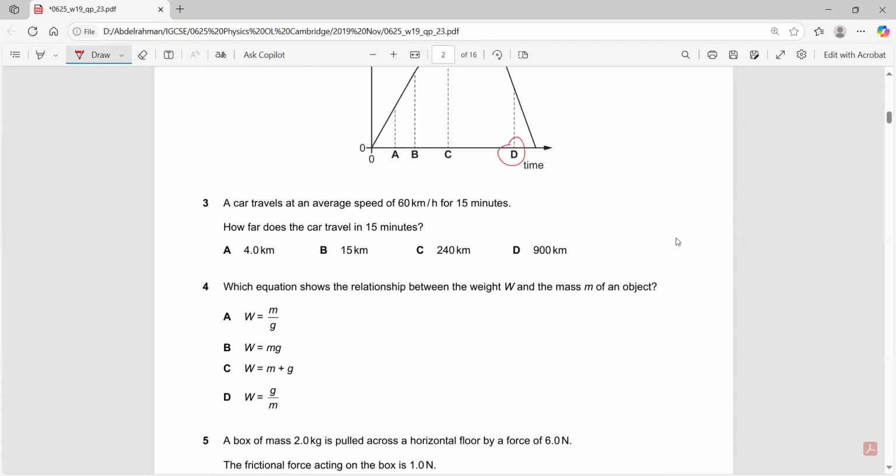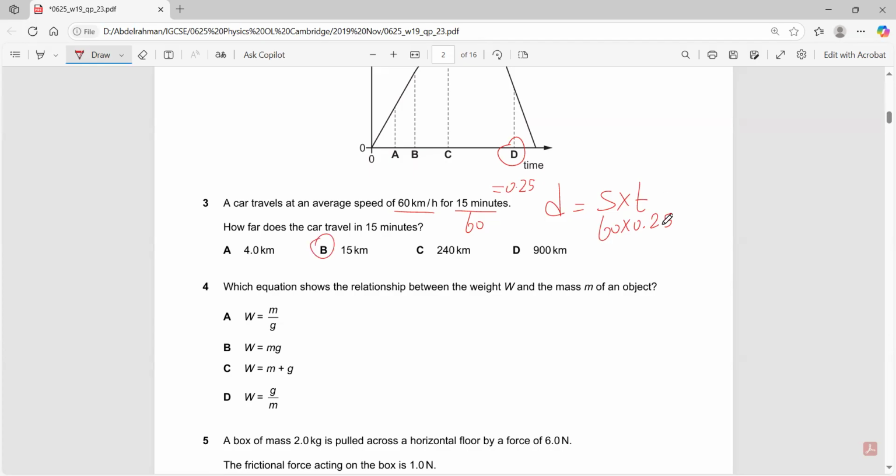A car travels at an average speed of 60 kilometers per hour for 15 minutes. How far does the car travel? So we need the distance equals speed times time. But the time is in minutes. You need to convert these minutes into hours by dividing by 60. 15 divided by 60 is 0.25. So 60 times 0.25 would give you a distance of 15 kilometers.